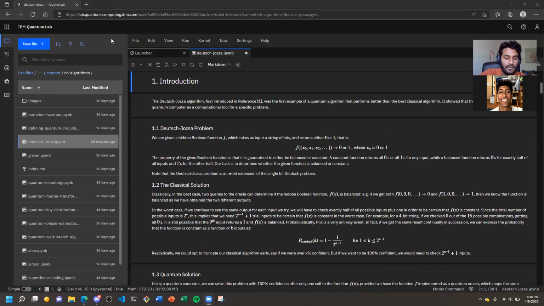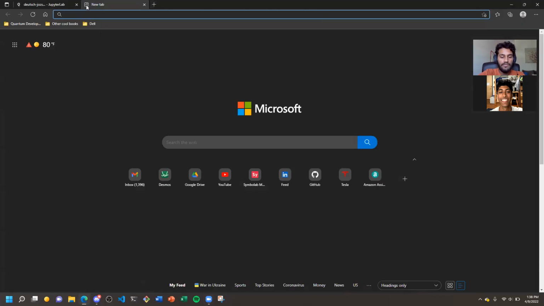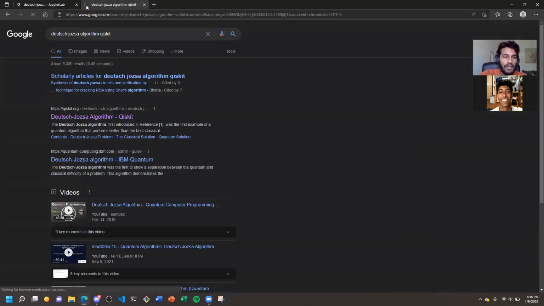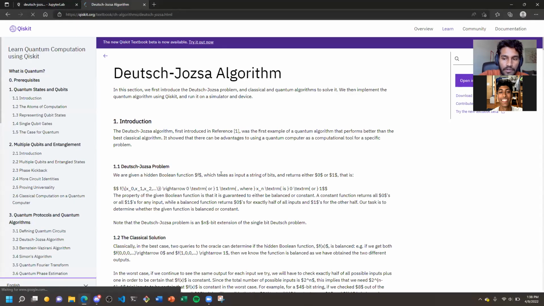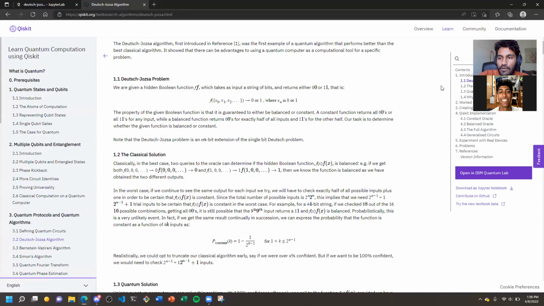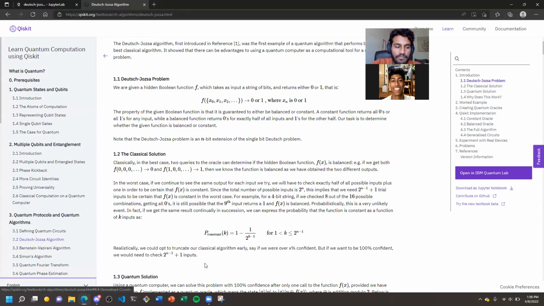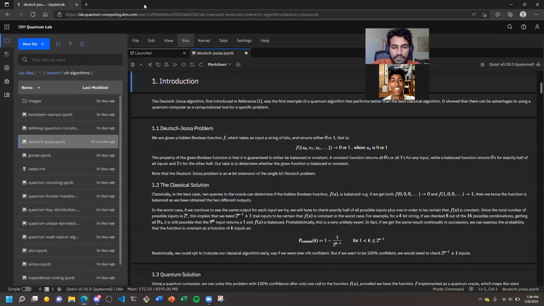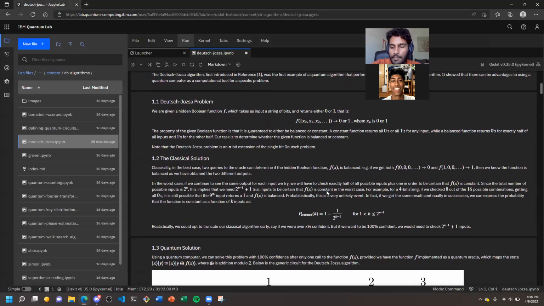Okay. So anyway, I'm going to show again where you can find this on the Qiskit textbook. If you want to find it over here, it's chapter 3, section 2, and you can open it up in Quantum Lab if you want to try it. We're going to look at it in Quantum Lab over here.